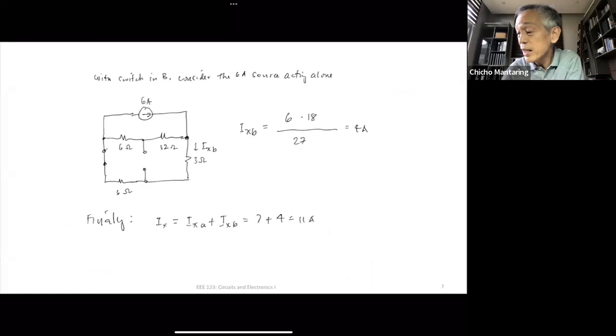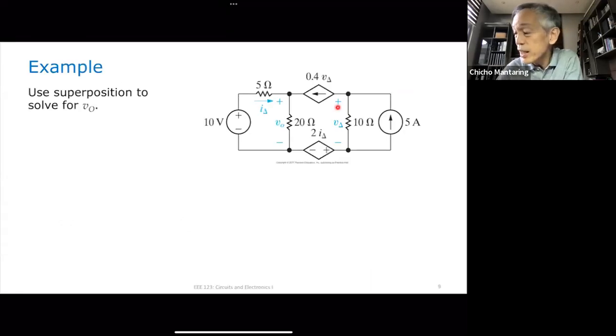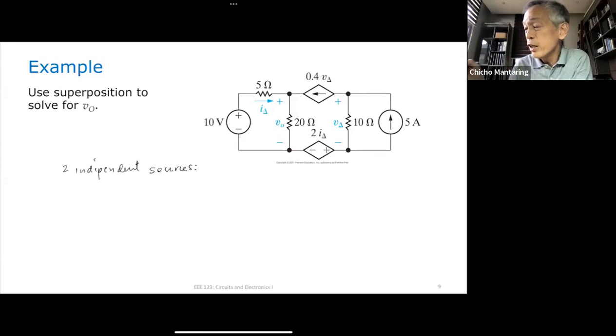They see sources here, and then right away they consider superposition to be applicable to those sources. So we only consider independent sources. So in this particular case, there are only 2 sources that will contribute to the value of V's of O. So how do we solve this particular problem? There are 2 independent sources. Okay, so let's consider the 10-volt source acting alone.